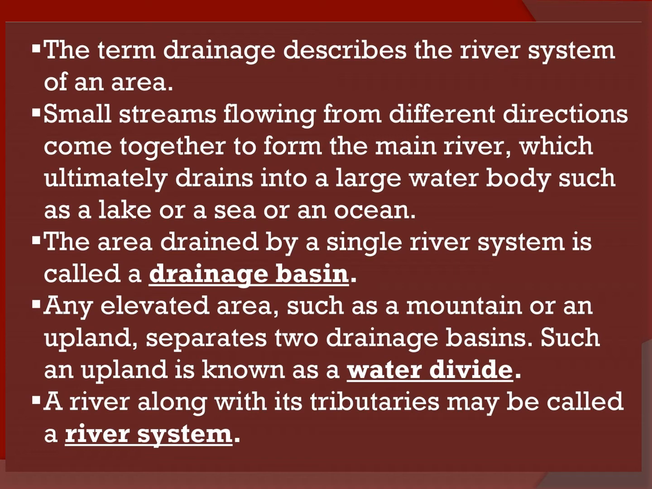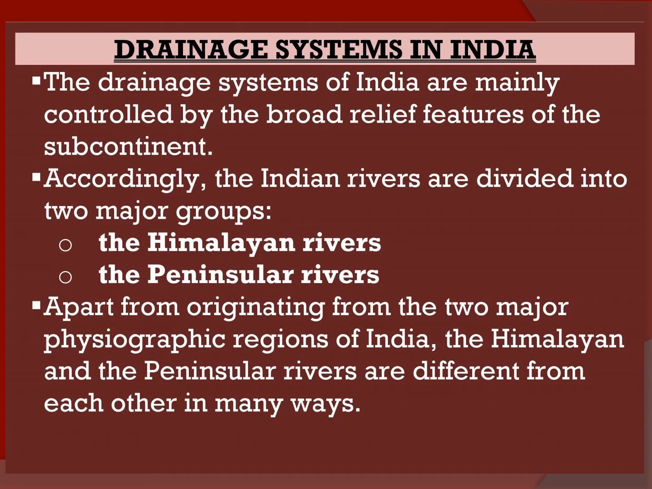The area where this river actually drains is known as a drainage basin. These drainage basins are separated by elevated areas like mountains or uplands. These kinds of uplands are known as water divides. These drainage systems are mostly affected by the relief features of the subcontinent. We can see this in their place of origin, as based on this place of origin, they're divided into two major groups, the Himalayan rivers and the peninsular rivers.